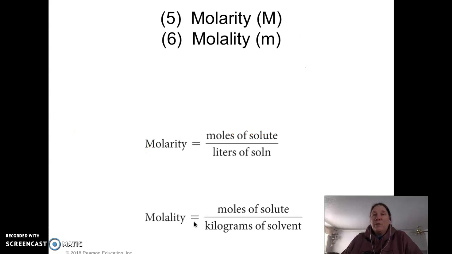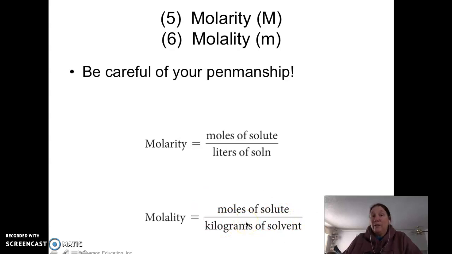The last two are molarity and molality, and these are the ones I was telling you are very similar to each other. You can see it's moles of solute over liters of solution, or moles of solute over kilograms of solvent. So this one's volume and this one's mass. And if you're talking about water, they're the same.